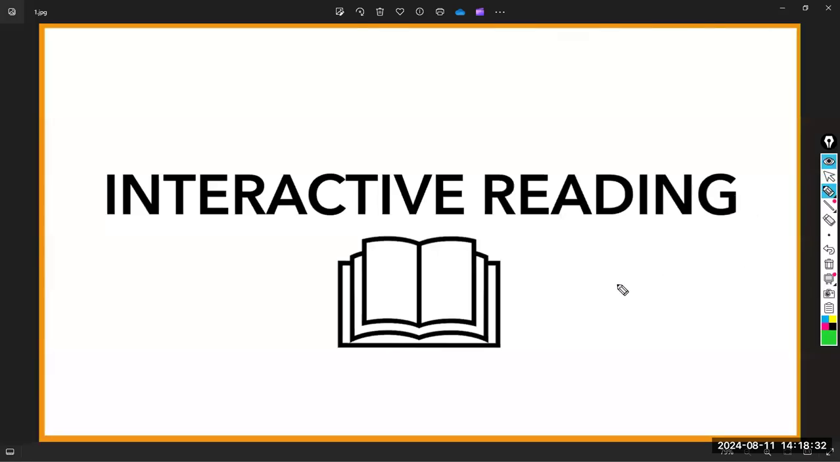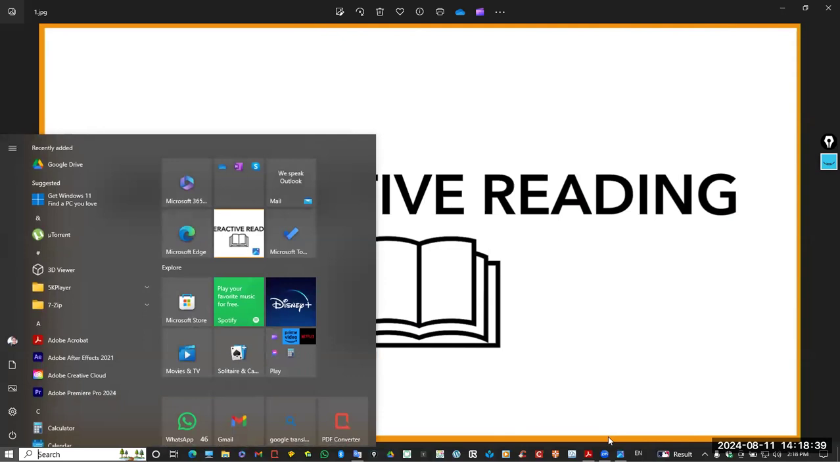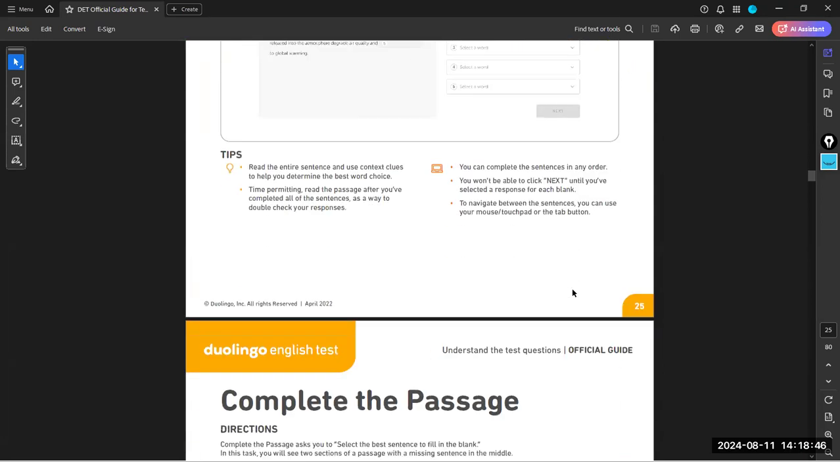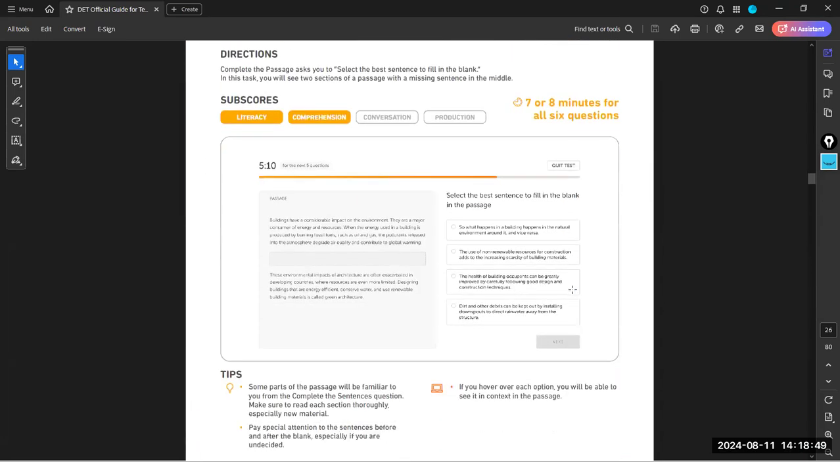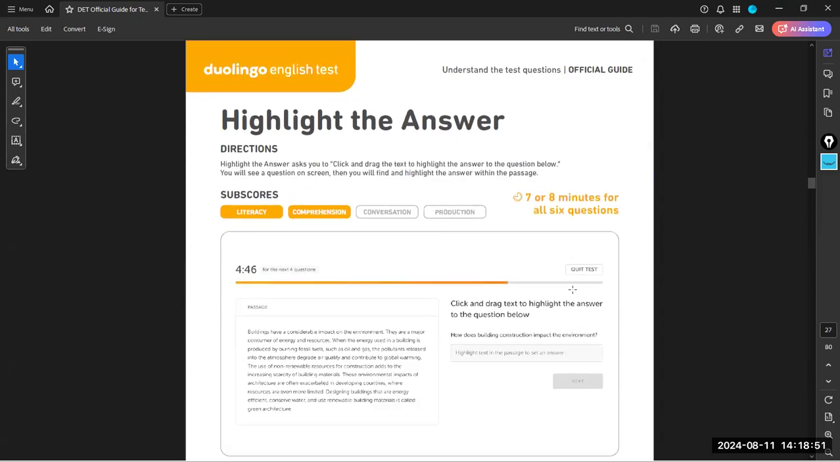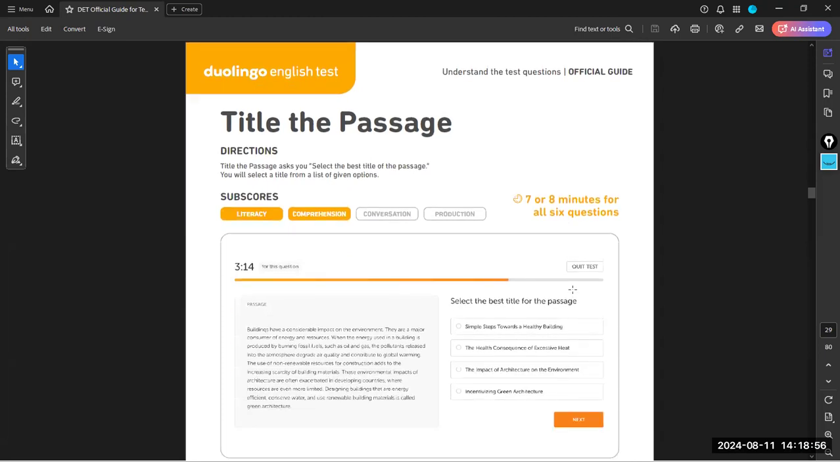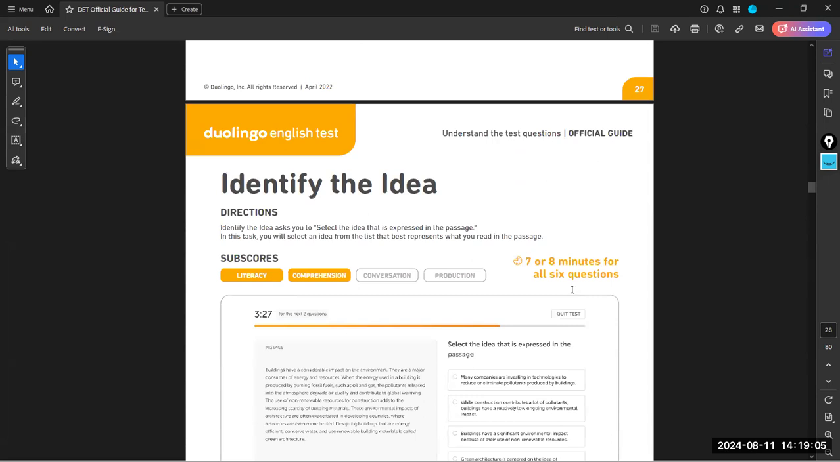Okay, guys, so we are still talking about interactive reading in the Duolingo exam. Just to remind you, when I say interactive reading, I mean complete the sentences module, complete the passage module, highlight the answer, identify the idea, and finally title the passage.